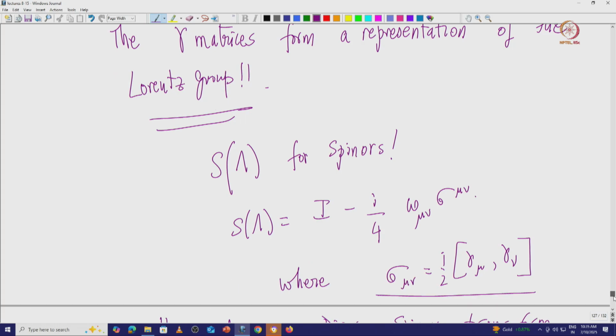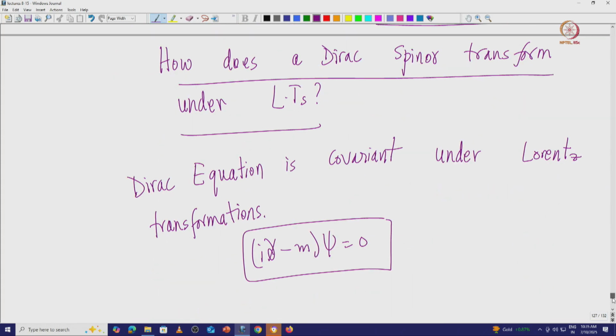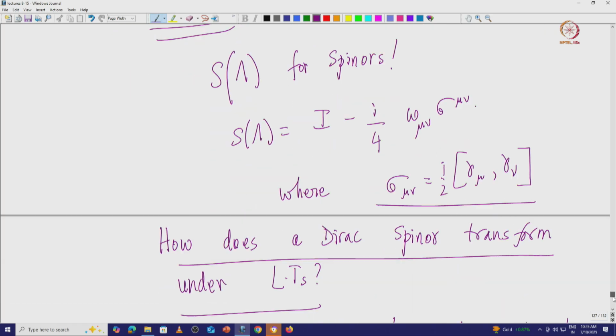said that there could be a representation of the Lorentz transformation in a spinorial space in terms of gamma matrices, whose infinitesimal transformation looks like this.